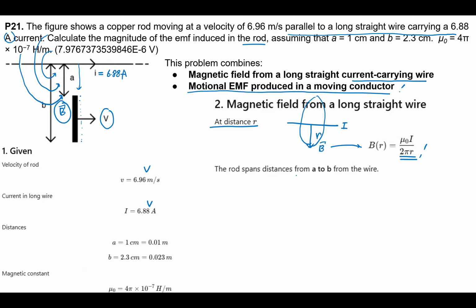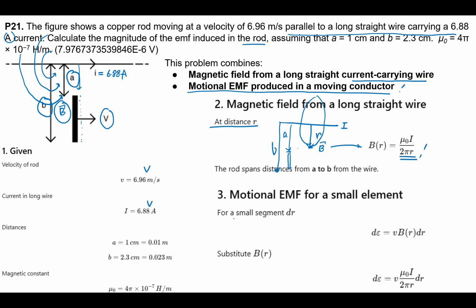And then the rod spans a distance from a to b from the wire, okay? So in other words, r goes from a to b from the wire. And that's the range over which the rod fills the magnetic field, okay?